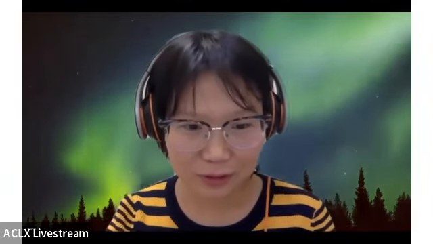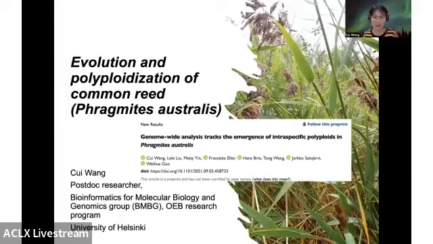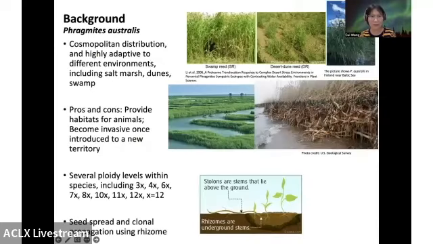Today, I'm going to talk about my research on Phragmites. Genome-wide analysis checks the emergence of intraspecific polyploids in Phragmites australis. Phragmites australis is a widespread aquatic plant and is highly adaptive to different environments. It provides an important component of a wetland system. It provides habitats for animals, but on the other hand, it becomes invasive once introduced into new territory.